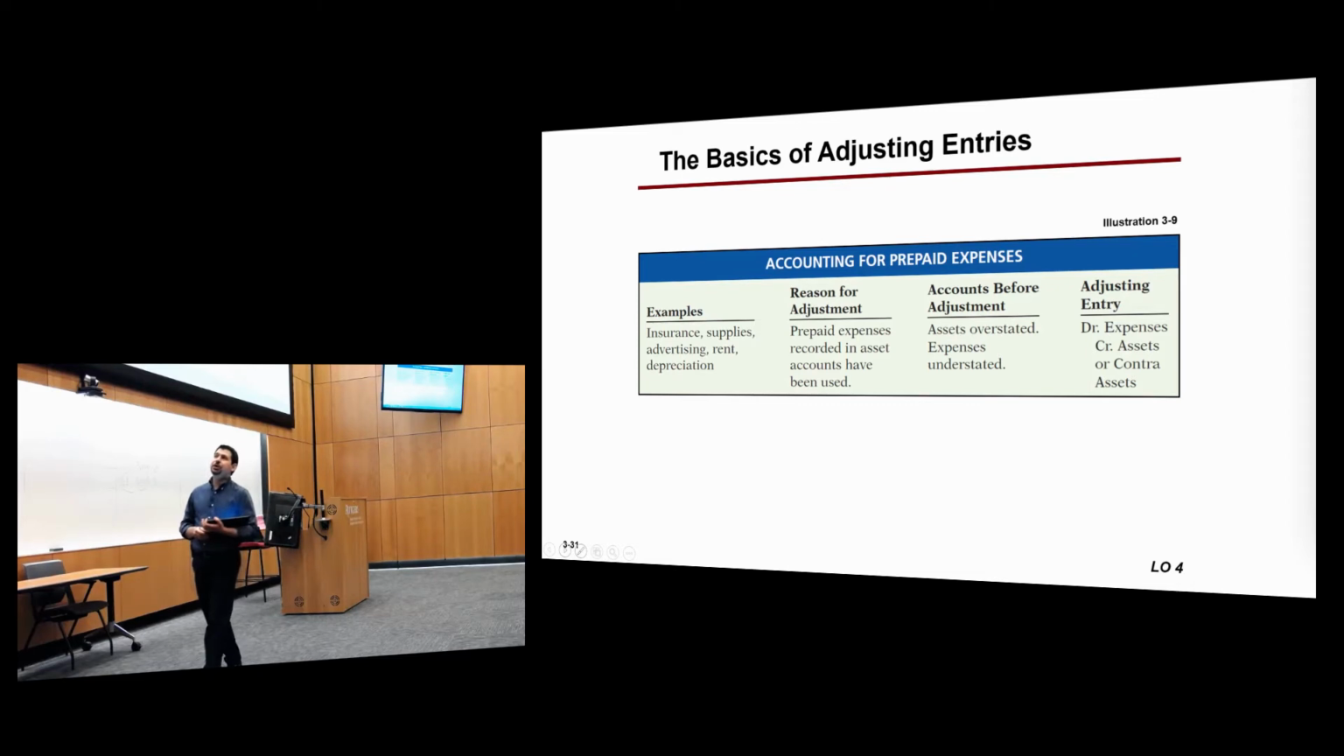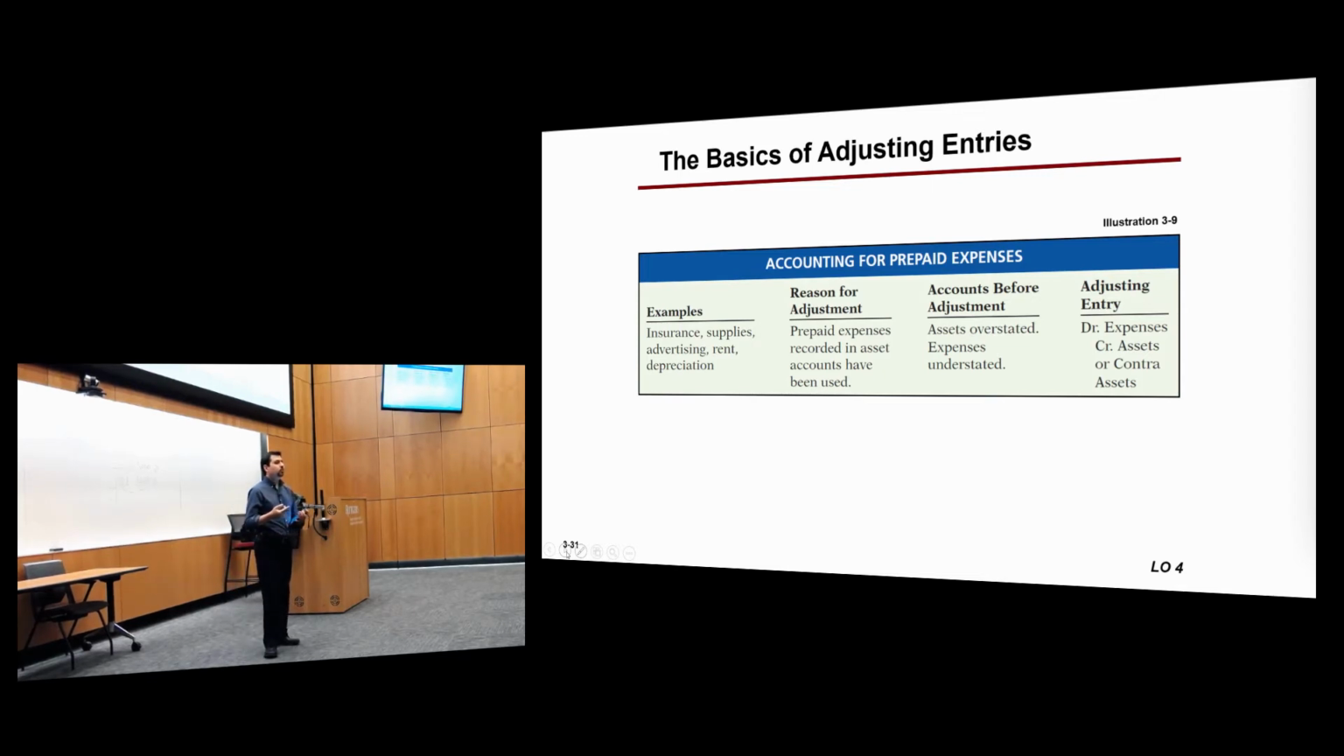Now, this is a summary of how we account for prepaid expenses. We know that with prepaid expenses, the company paid in advance for the service that they will receive in the future. By the end of the month, they use part of it. Remember, like the insurance. The company paid for 12 months. By the end of the month, the company used up 1 month. So 1 month of that prepaid expense has expired.